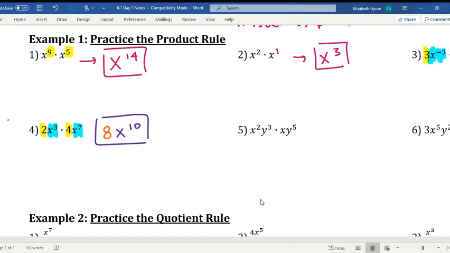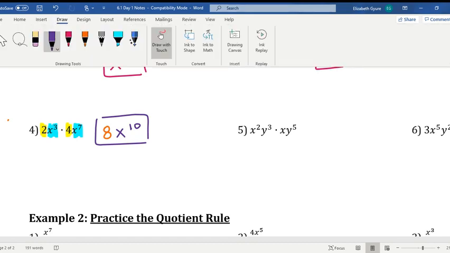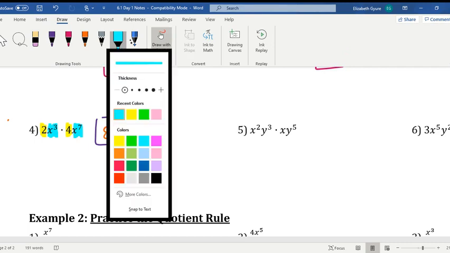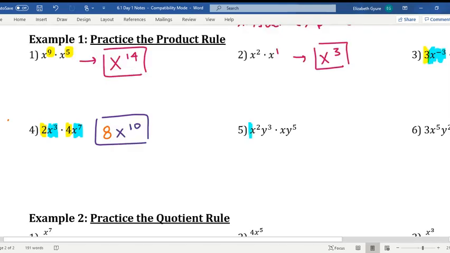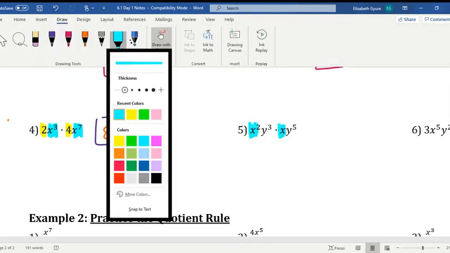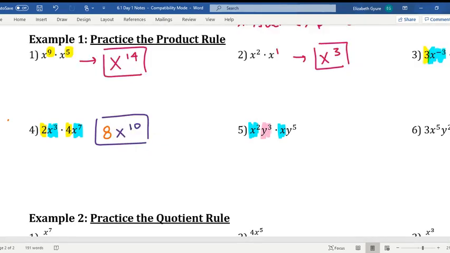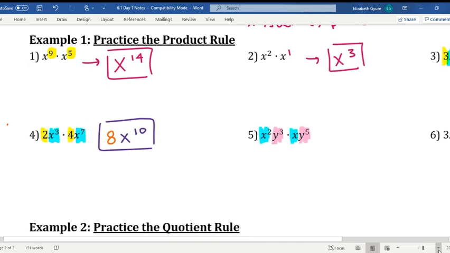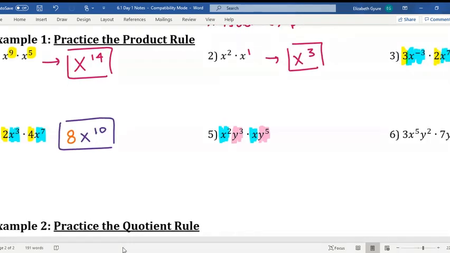So what we're going to have is, and actually I'll grab a different color for y's. So x's stay with x's, and then y's stay with y's. Can you guys still see that okay with the highlighting over it? Okay, cool.